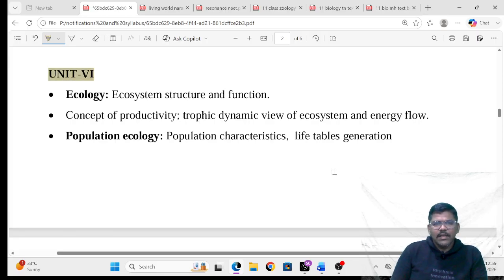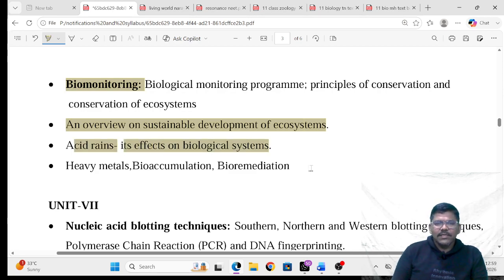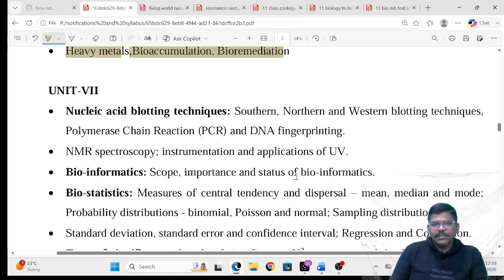Unit 6, ecology, ecosystem structure and function. And population ecology needs to be discussed. Population ecology needs to be read. Biomonitoring, an overview of sustainable development of ecosystem, acid rains and their effects on biological systems, heavy metals, bioaccumulation, bioremediation.